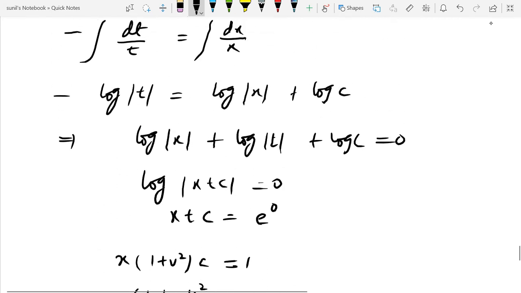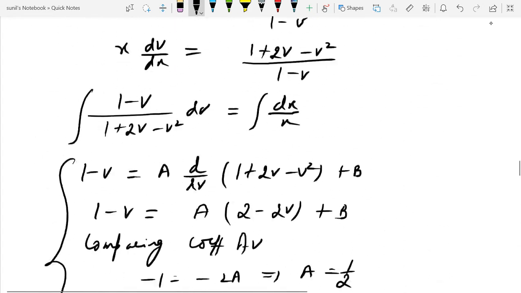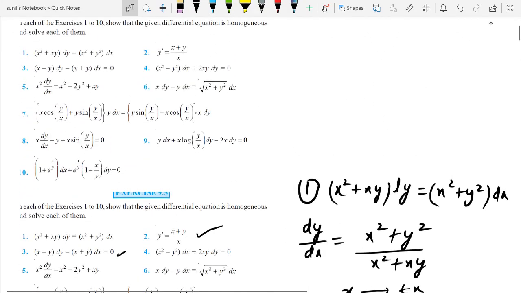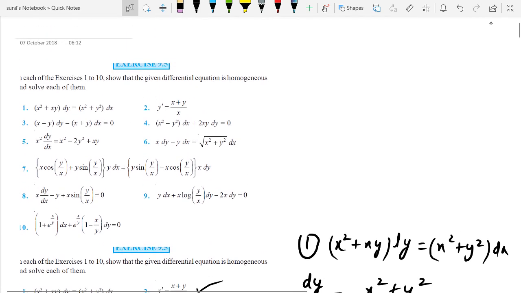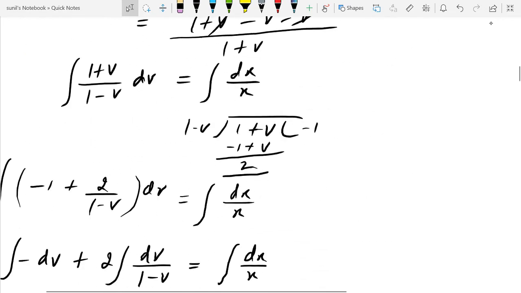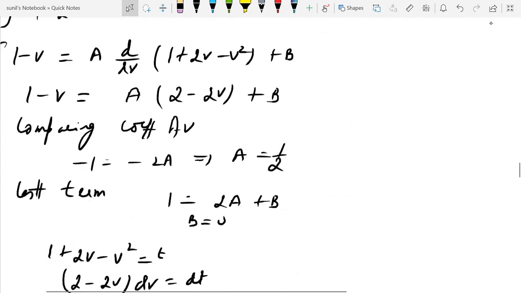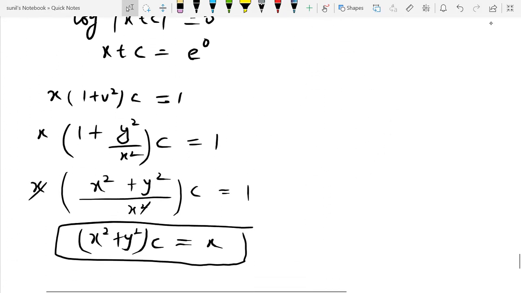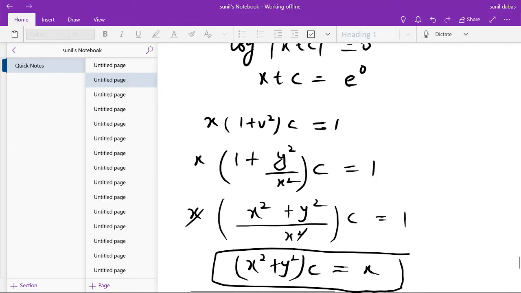Now we have another question, that is question number 5. See, what is the question? Question number 5 is x square minus 2y square, that is x square dy by dx. So let us keep up to this step. Now we'll record the next part in the next video.